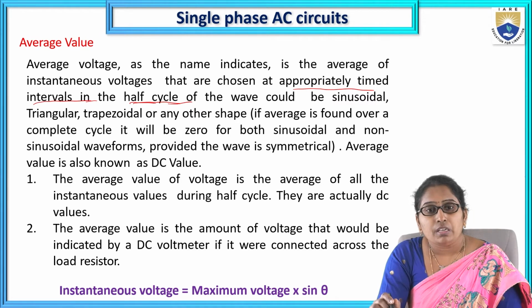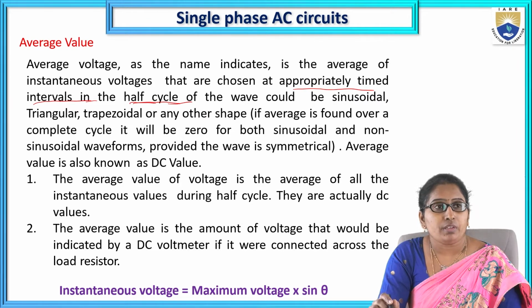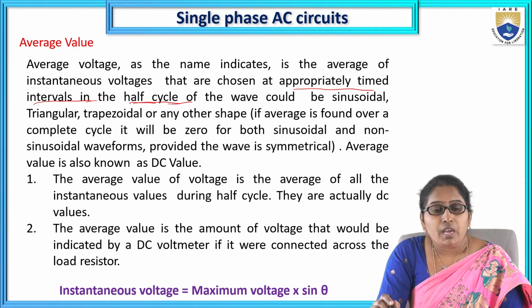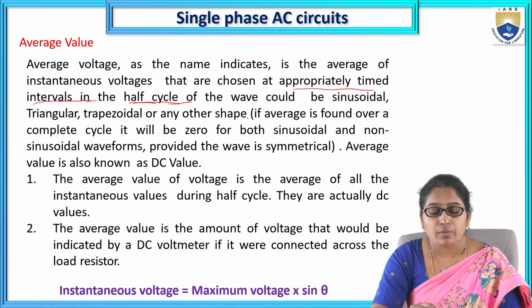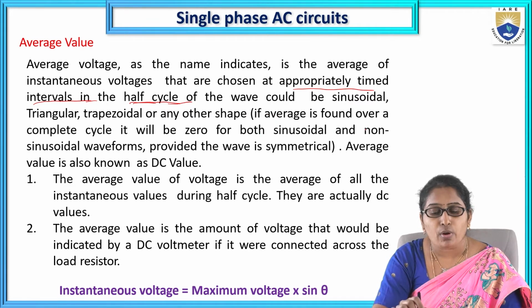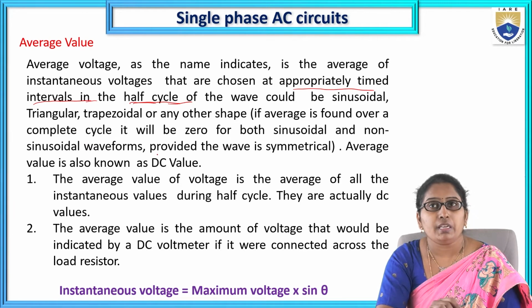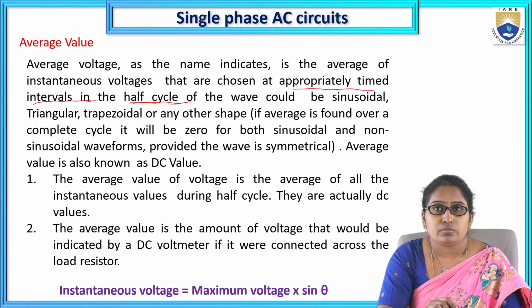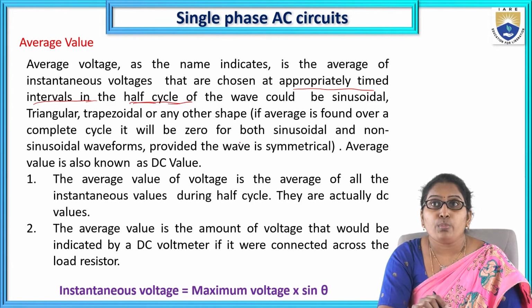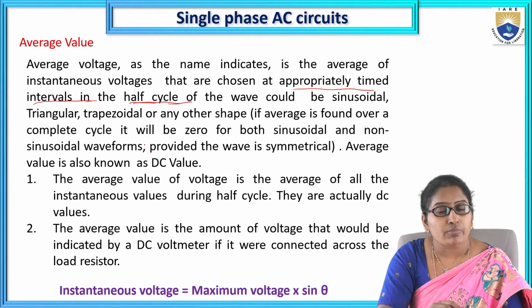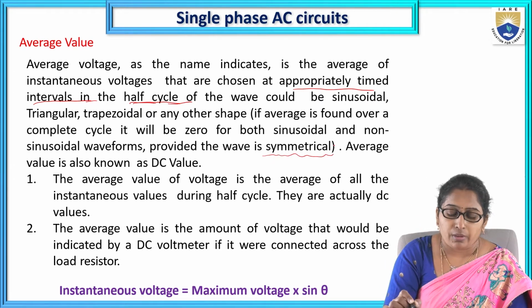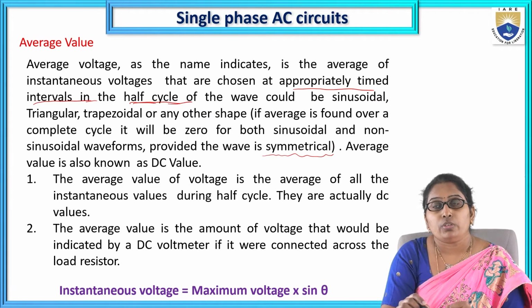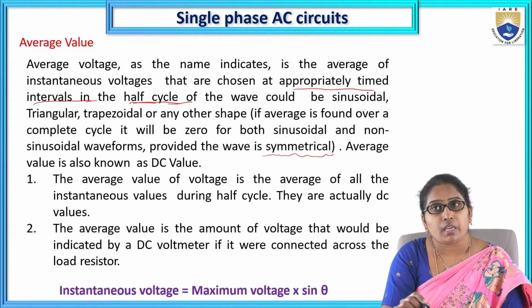So the first thing is the average of the instantaneous values at appropriate time intervals over the half cycle. Now, what happens if we take the complete cycle? If the average is found over a complete cycle, its value will be 0, for both sinusoidal and non-sinusoidal waveforms, provided the wave is symmetrical. If the wave is symmetrical, the average value is always calculated for a half cycle.